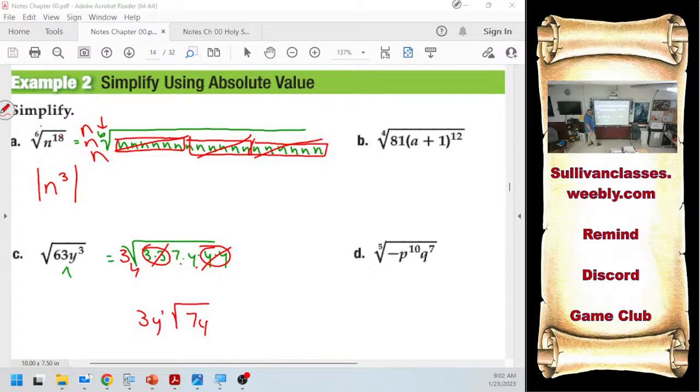Odd power came out of an even radical. Do I put the absolute value around the whole works? What needs the absolute value? Just the y. Okay.